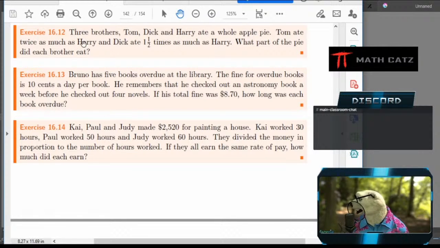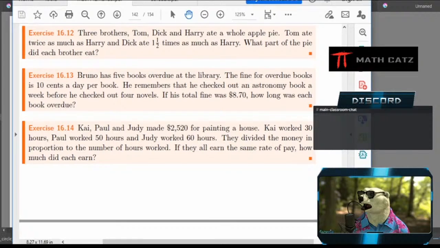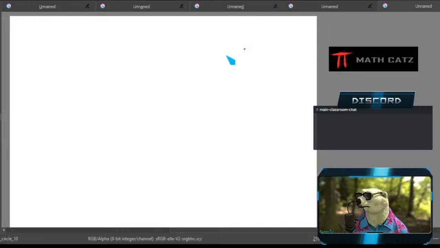Let's just start. I think Harry is going to be the nicer one to start with in this case, because the amount that Tom eats, or the portion, is sort of defined in reference to Harry. And Dick's portion is also defined in reference to Harry. So it's going to save me a little bit of effort if I just start with Harry as my variable. So the rule doesn't always work.